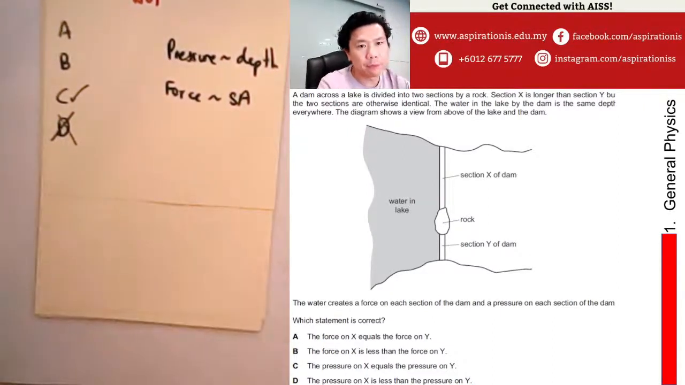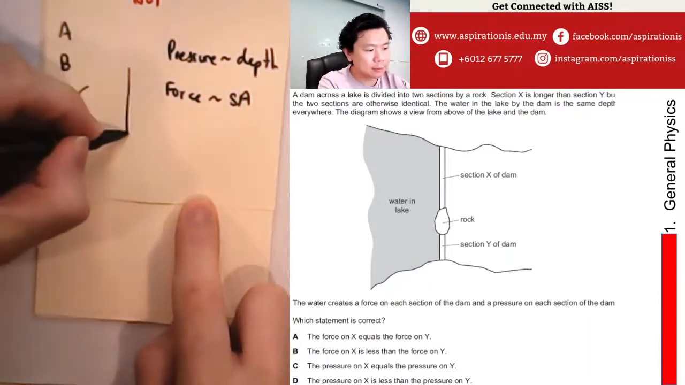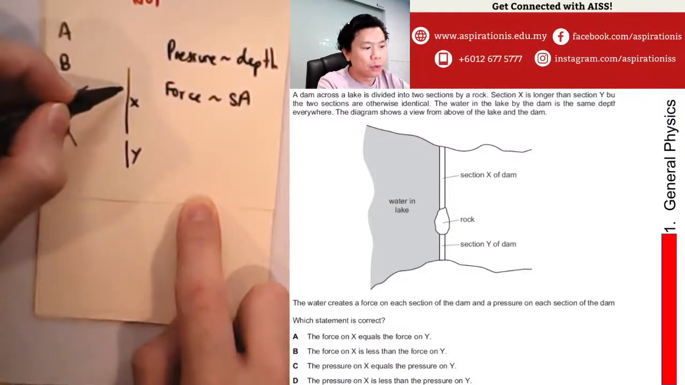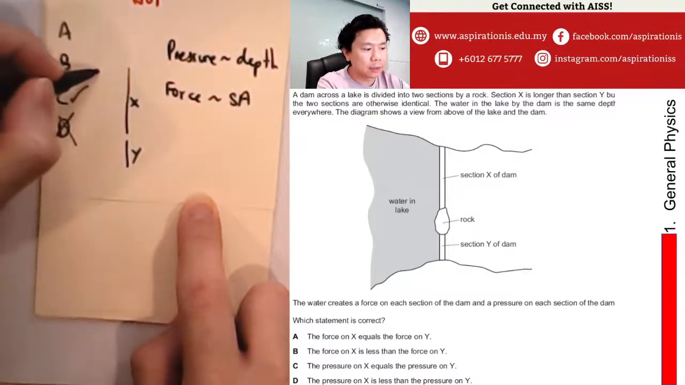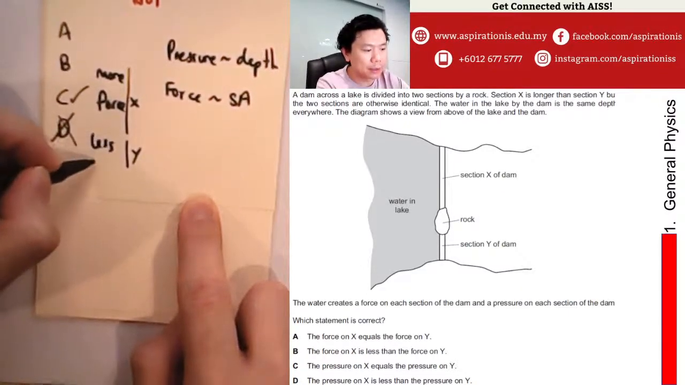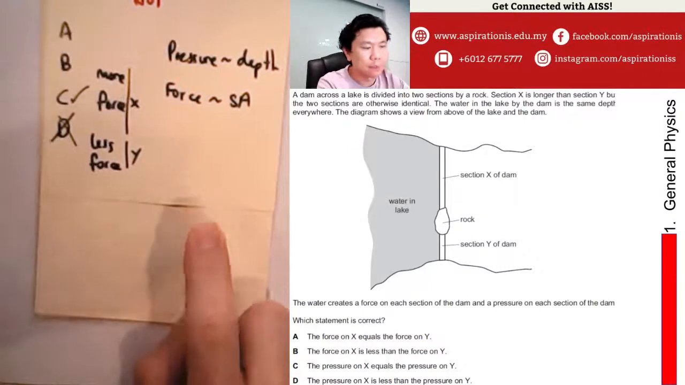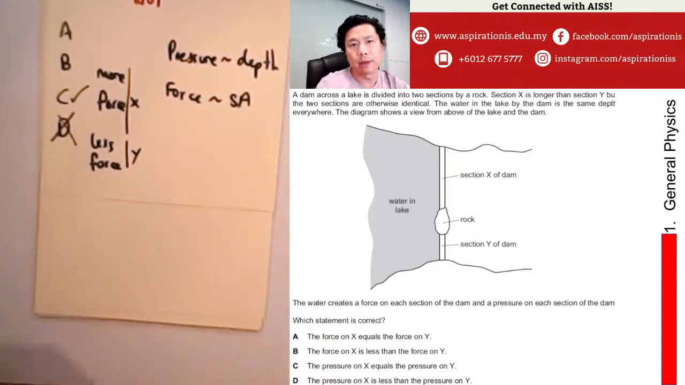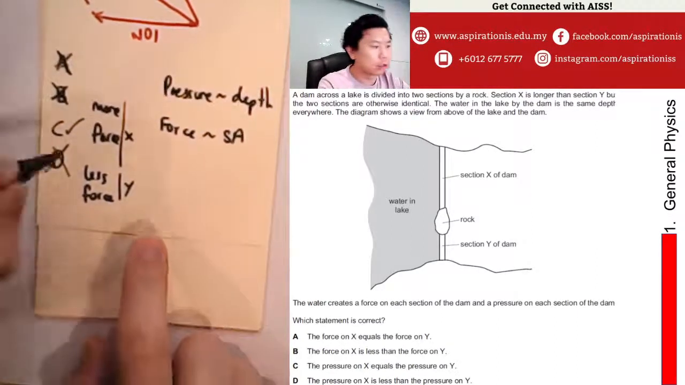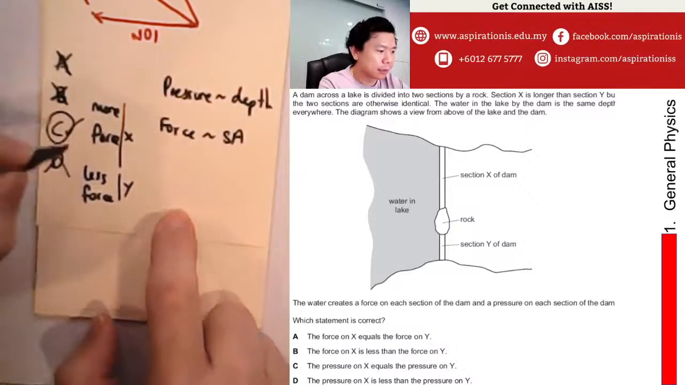Now I would have you know that the surface X is larger than Y. So X experiences more force, and Y experiences less force because the area is smaller on Y and the area is larger on X. So B is wrong. Okay, and of course A is wrong as well. So the correct answer is C.